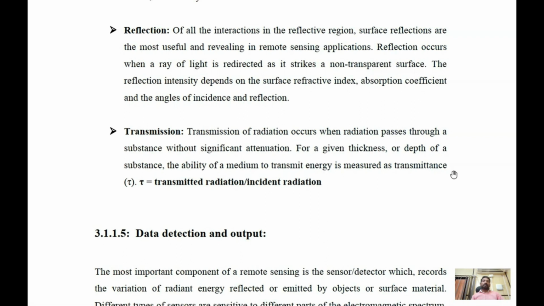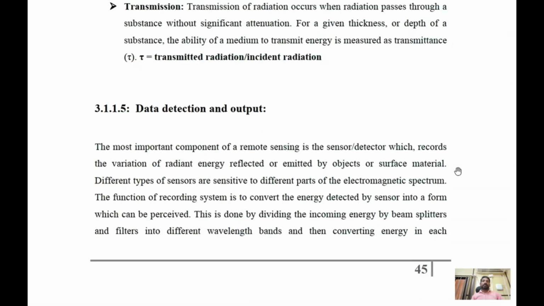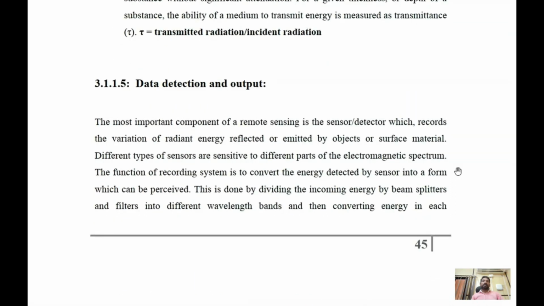Transmission. Transmission of radiation occurs when radiation passes through a substance without significant attenuation. For a given thickness or depth of a substance, the ability of a medium to transmit energy is measured as transmittance, T, which is transmitted radiation divided by incident radiation.